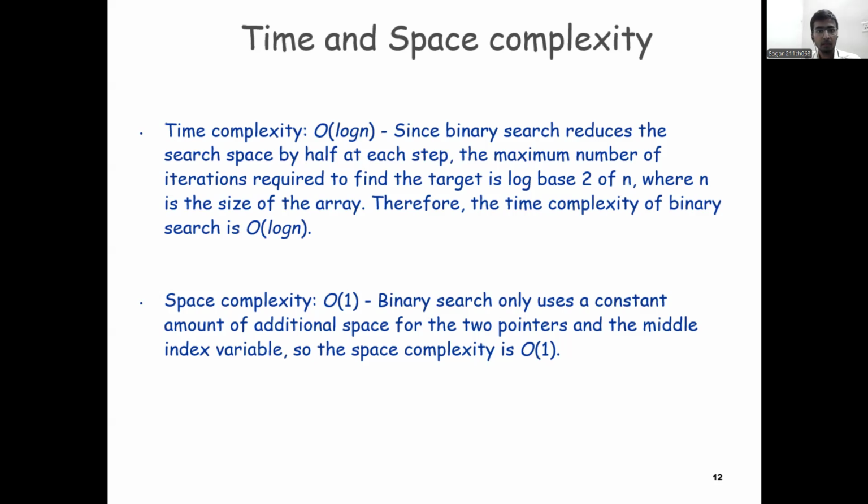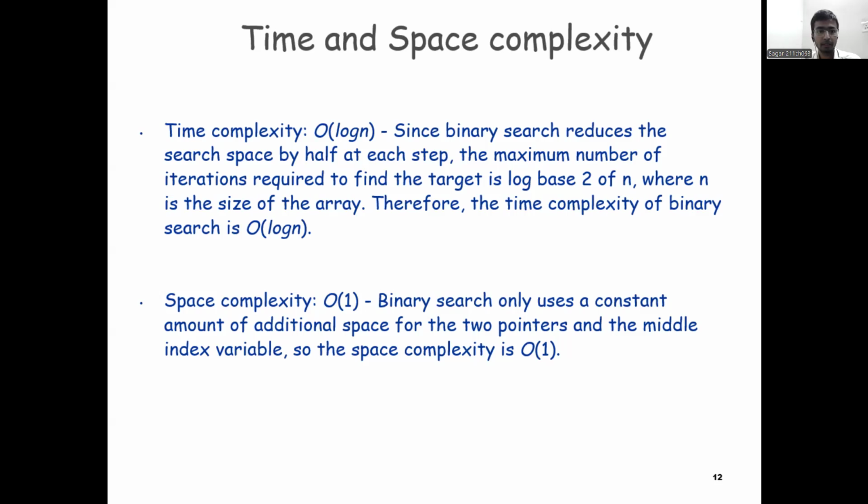Let's say that in the worst scenario, you have to iterate the maximum number of times until you are left with only one element as the search space. So for that, n by 2 raised to k equals 1, and when you simplify it, you will get k equals log base 2 n. So that's how this O of log n came.